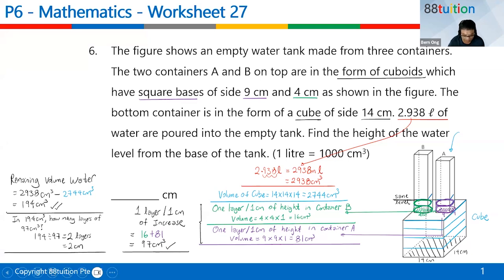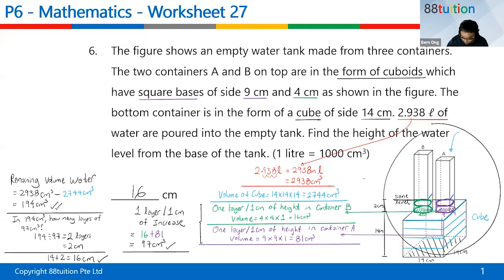But here, you have to answer the question. Find the height of the water level from the base of the tank. So down here is 1 layer, 2 layers, which is 2 cm, according to the question. And from here to here is the cube. The cube is 14 cm. Correct or not? So the last step must show 14 plus 2. Answer, the height will be 16 cm. Woohoo! Do you understand?